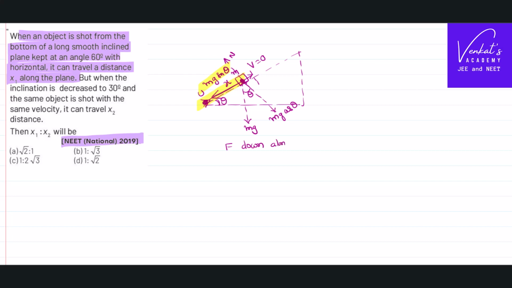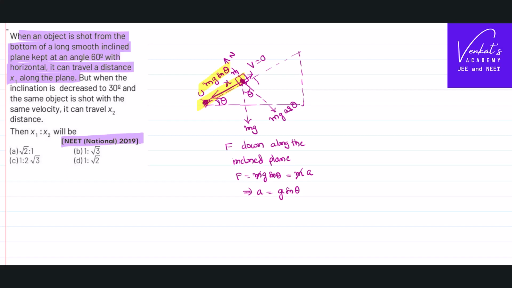Once we understand that, we can write the force down along the inclined plane, F equal to mg sin theta. It's smooth, so no friction needs to be considered. If you want to know the acceleration, you can equate that to ma. That implies acceleration a equal to g sin theta. The body is having an acceleration of g sin theta against the motion.